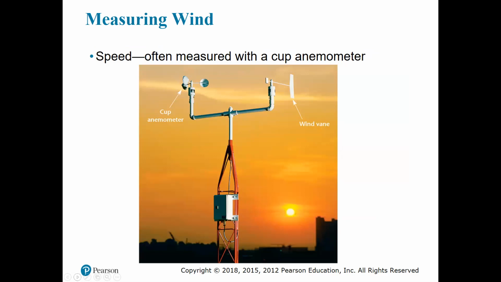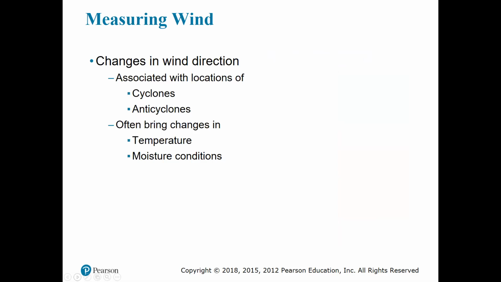Speed is typically measured with a cup anemometer. In this little contraption that we see here, we have a wind vane on one side and this cup anemometer on the other. These three little things you see here are hollow and almost spoon shaped. As the wind blows through, they catch it and spin. And the faster they spin, the faster the wind is blowing.